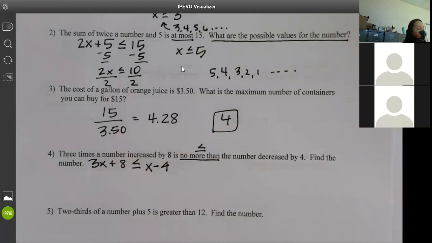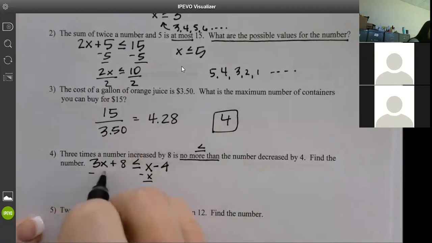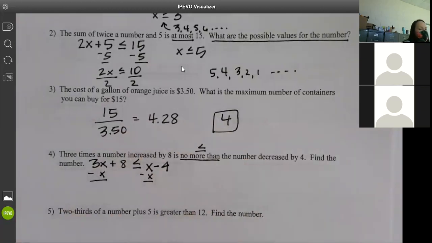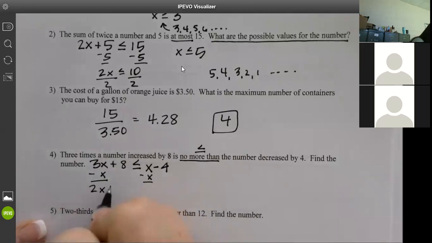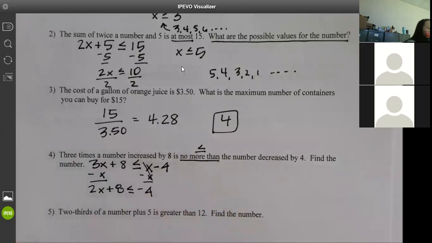All right, we got to get our x's on the same side. So I'm going to subtract this positive 1x. 3 minus 1 is 2x. Bring down my 8. Less than or equal to, your x's cancel out. Bring down negative 4.